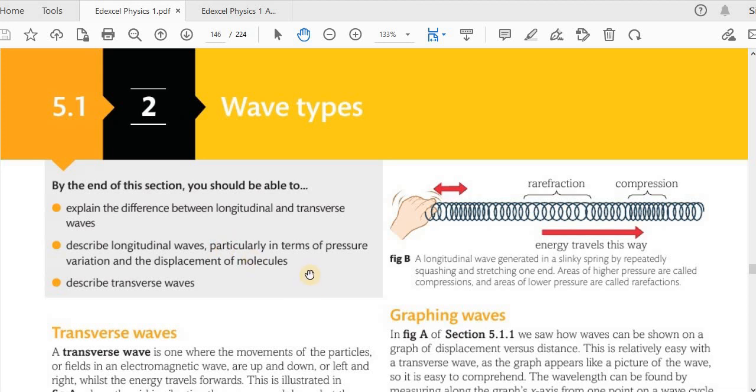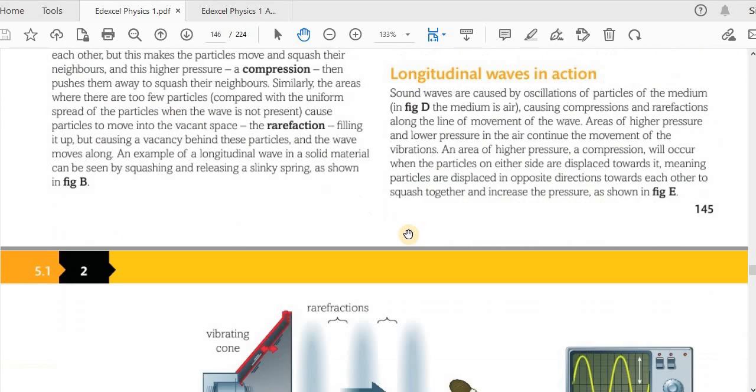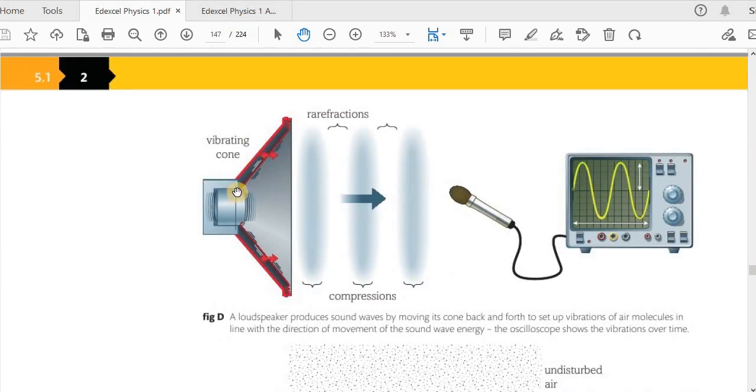Describe longitudinal waves, particularly in terms of pressure variation and the displacement of molecules. When it comes to longitudinal waves, you would have learned even in the O-level or IGCSE classes that a sound wave is a longitudinal wave. So let me just show this to you. Now see, this is a speaker. It moves forwards, backwards, producing sound waves.